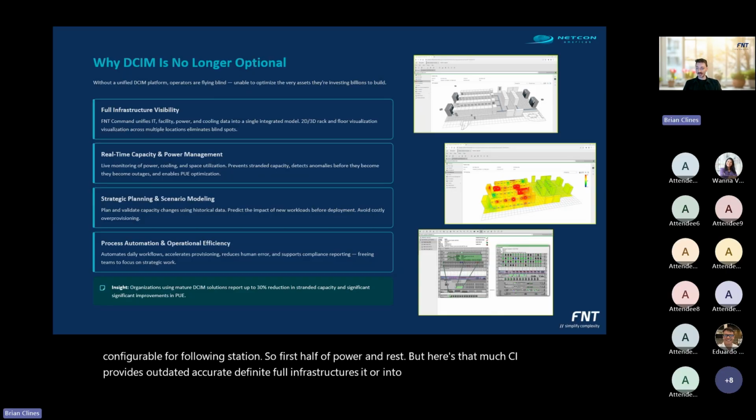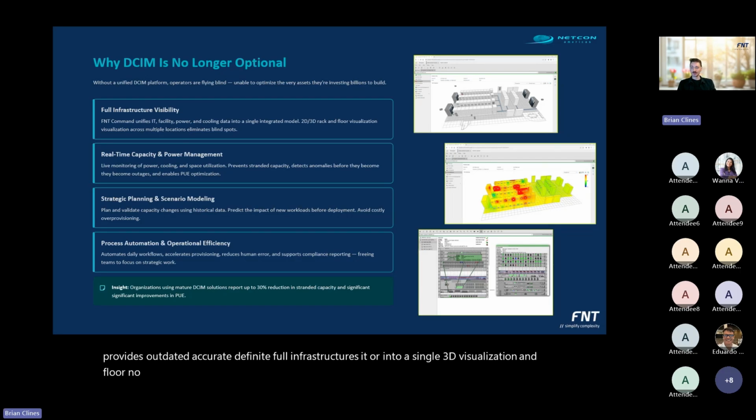Third, strategic planning and scenario modeling. Before you commit to a new high-density AI deployment, FNT Command lets you model the impact on power and cooling using historical data. You validate the plan before a single cable is touched. That's the difference between reactive and proactive operations.